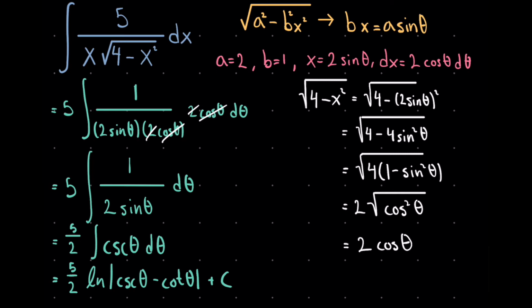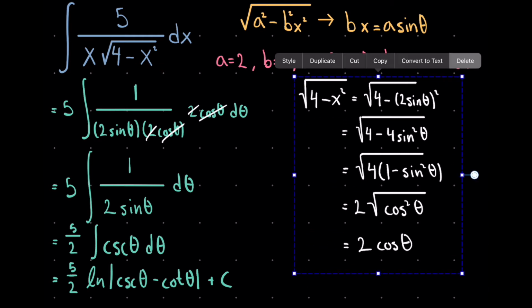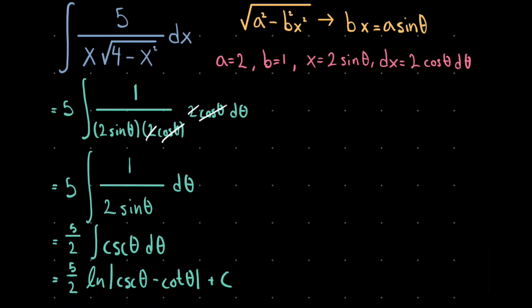Now we have a final answer. However, it's in terms of theta, cosecant theta and cotangent theta. And the initial question was in terms of x. So we have to transform this back into terms of x. There's actually a cool trick using the Pythagorean theorem on how to do this. So don't say that you never use the Pythagorean theorem.